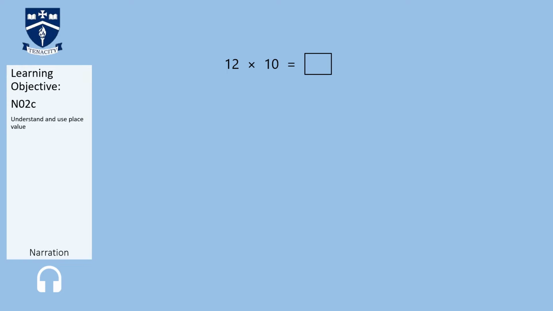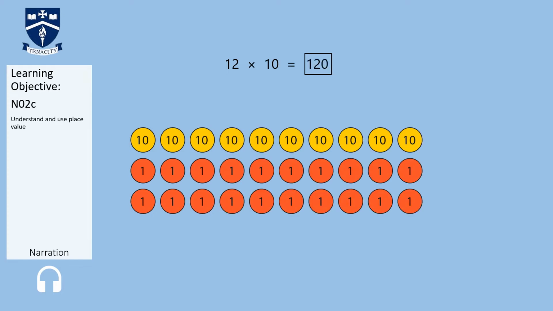If we look at 12 times 10, 12 can be made up as 1 ten and 2 ones. If we have 10 of these, we can see 10 tens make 100 and 20 ones is 20, so the answer to 12 times 10 is 120.